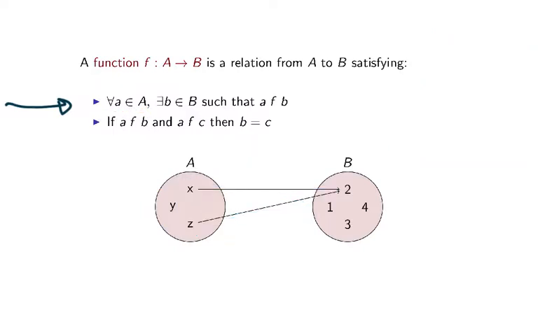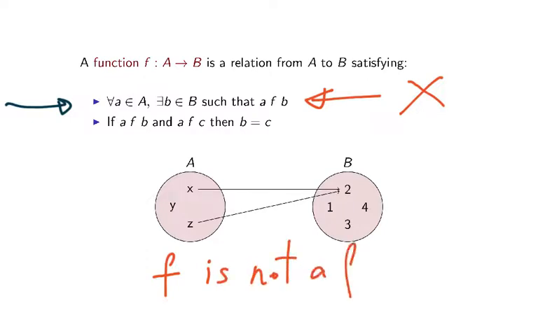So the first property is not satisfied, and because of that, this relation F is not a function, because it already fails the first property. The second, we don't even need to check, because if it fails any of the properties, it's not going to satisfy both, right?